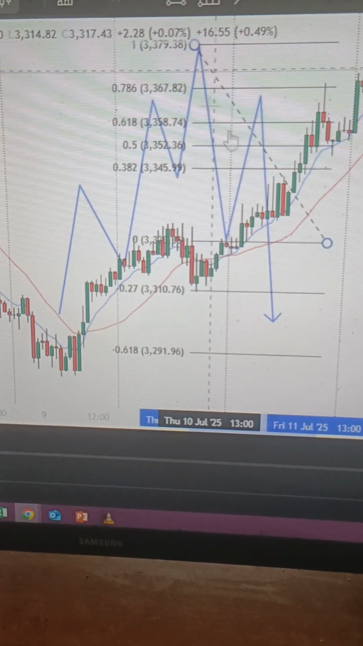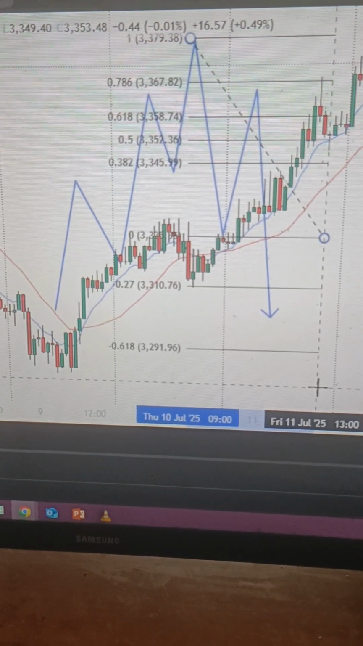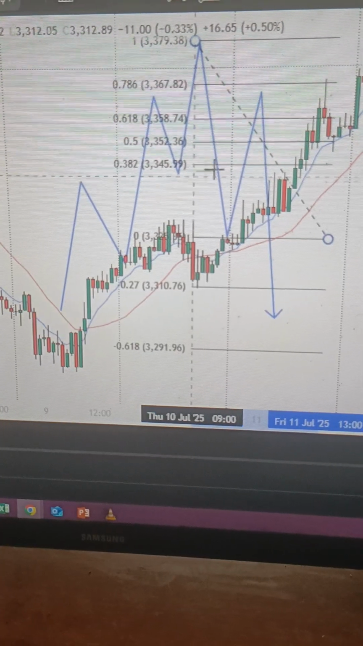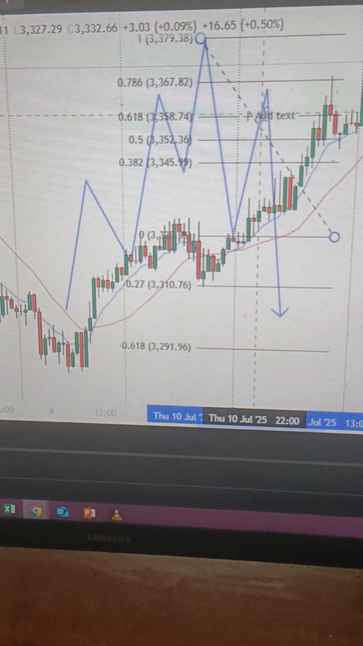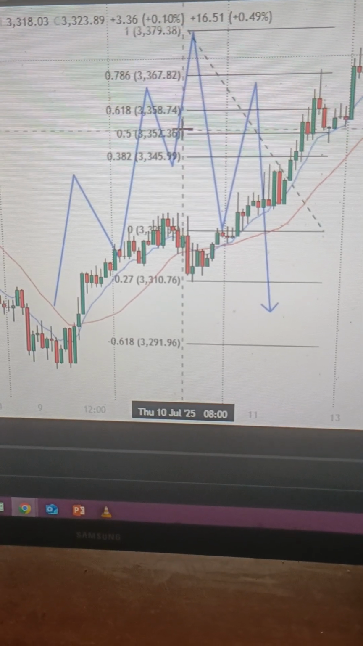Any of these levels are our discount, and from here we are waiting to look for sales. Since we had a break of structure coming down, we fibbed this as our discount zone. Most people use this zone.